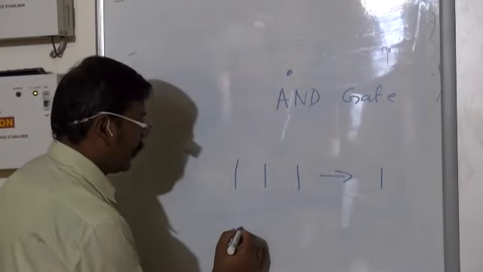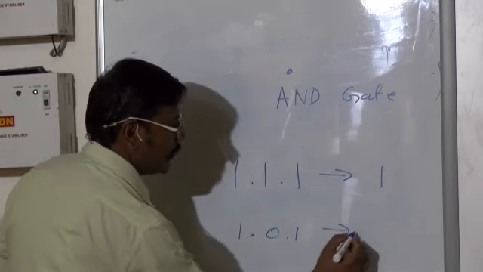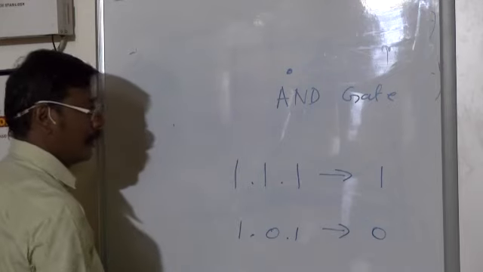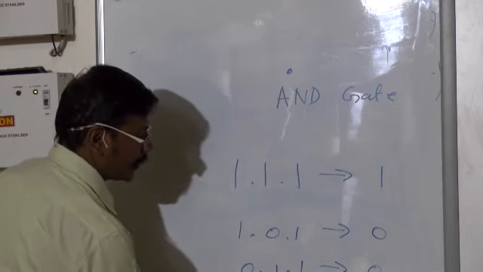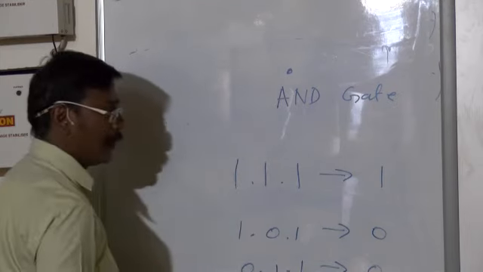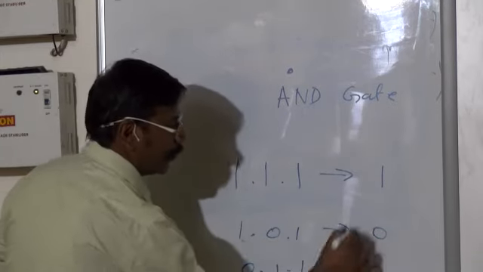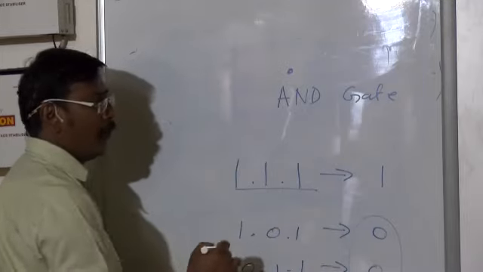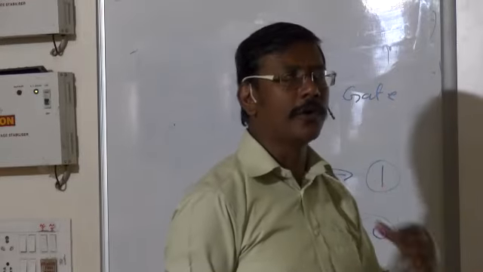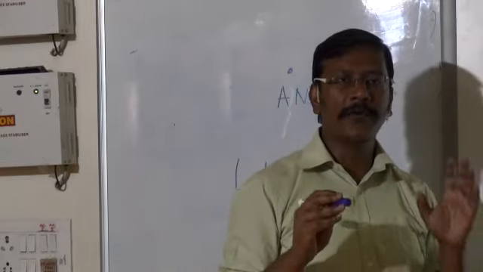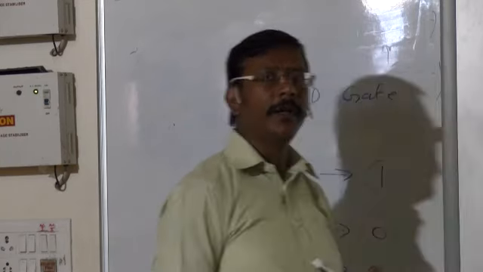Say, for example, if I have 1, 0, 1, its output, if I use this dot, then it becomes 0. If I have 0 dot 1 dot 1, it will be 0. If I have 0 dot 0 dot 0, obviously it will be 0. So any other combination other than 1, 1, 1, it will be 0. Only when we have 1, 1, 1, it will be 1. That means, whether it is 3 input, 4 input, 5 input or 2 input, if all the inputs have the value 1, then only the output will be 1. In any other combination, it will be 0.